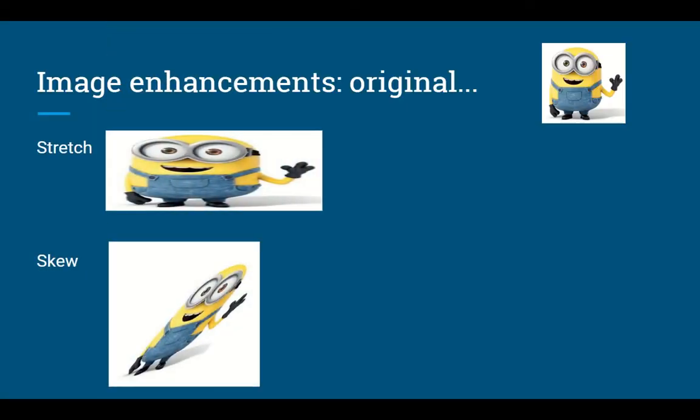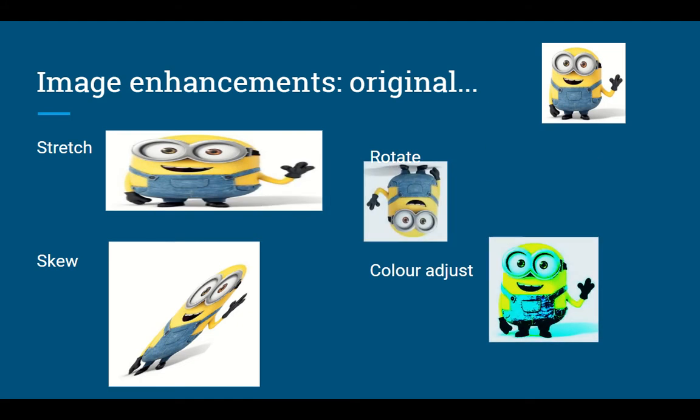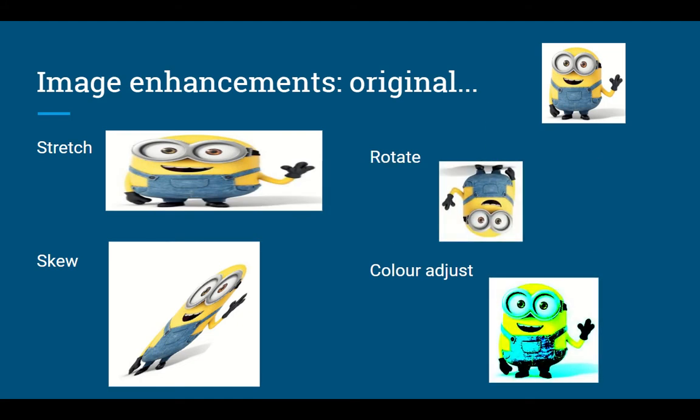Right, next thing, got to talk about image enhancements. So there's my original image, my little minion. And I can stretch and I can skew, terms you need to understand. So stretching, I'm making one dimension, whether it be the horizontal or vertical, bigger than the other side. Skew means to bend. Rotating, so I've turned them upside down. Adjusting colour. You need to be able to use these terms appropriately when you need to in an exam.